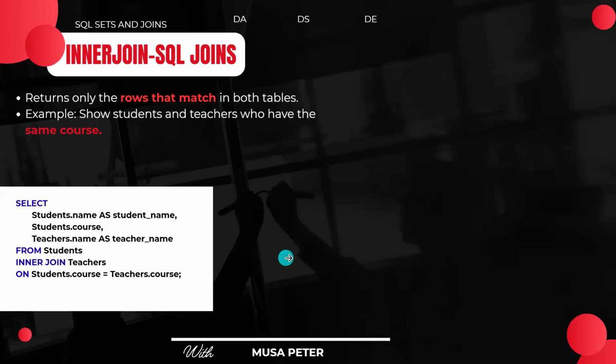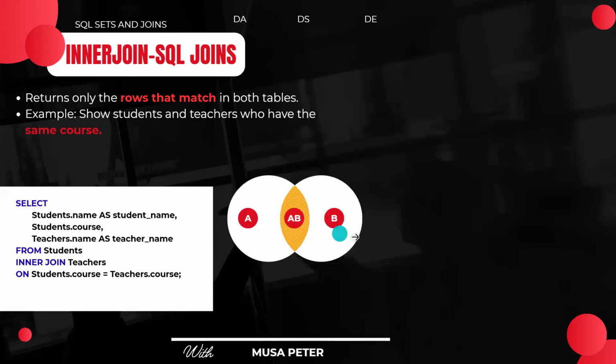So this is our Venn diagram. Our Venn diagram represents the values that are found or even that match within the two tables. So we have table A and table B. So the values that match are now A, B. That is a zone that we need, the intersection. This is a zone that we need in this case.